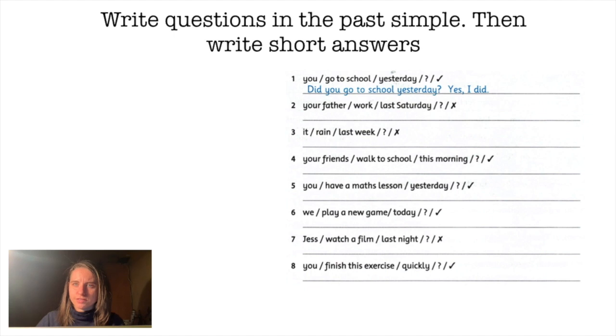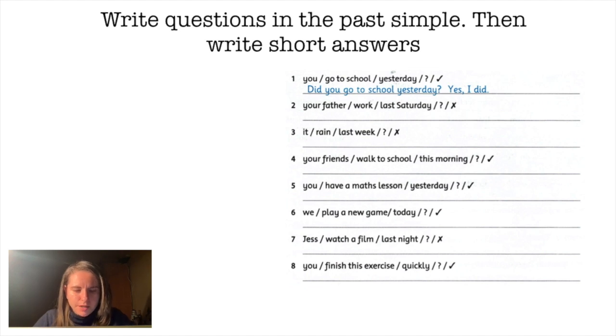Okay, let's go over your answers now. Number 2, did your father work last Saturday? No, he didn't. Number 3, did it rain last week? No, it didn't. Number 4, did your friends walk to school this morning? Yes, they did. Number 5, did you have a math lesson yesterday? Yes, I did. Number 6, did we play a new game today? Yes, we did.